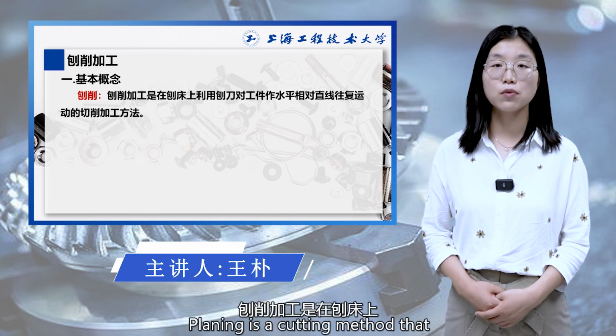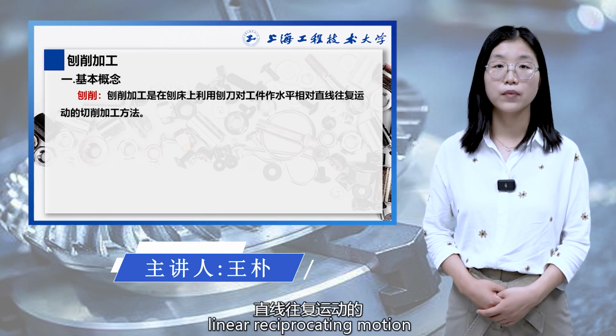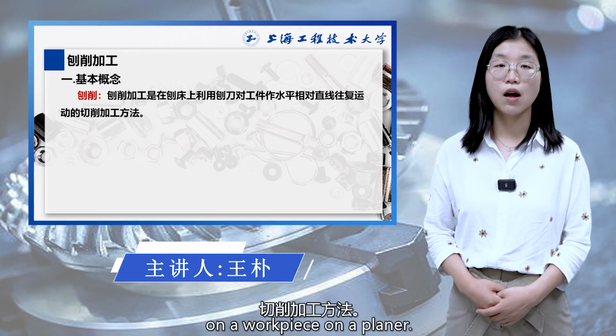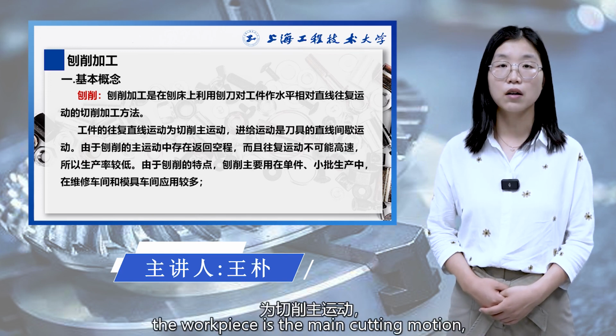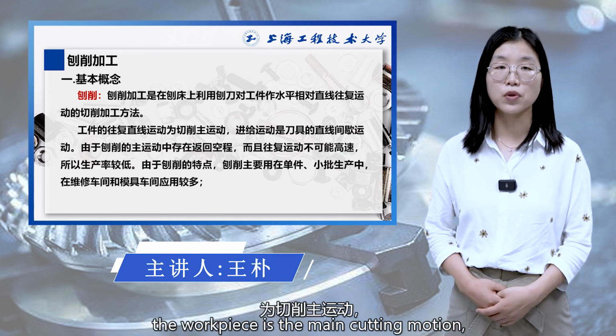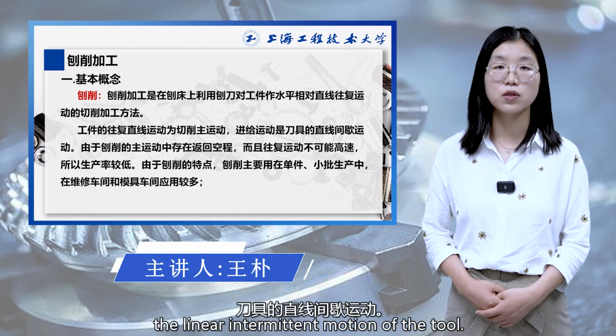Planing is a cutting method that uses a planer blade to perform horizontal relative linear reciprocating motion on a workpiece on a planer. The reciprocating linear motion of the workpiece is the main cutting motion, and the feed motion is the linear intermittent motion of the tool.